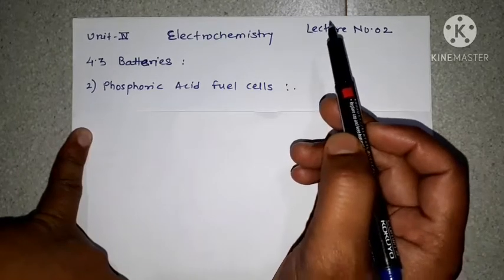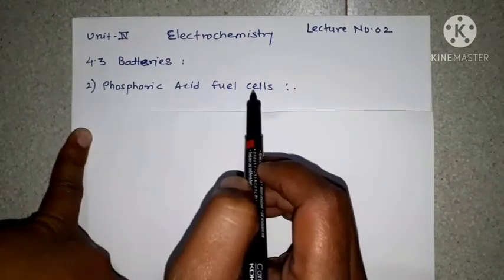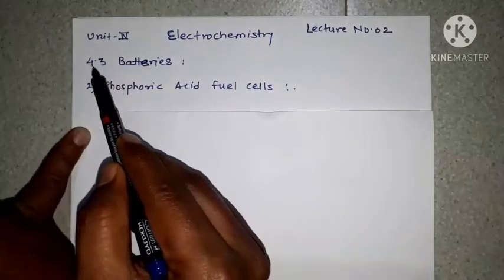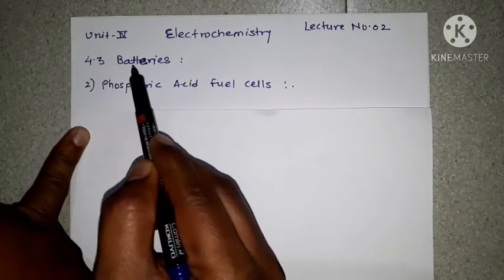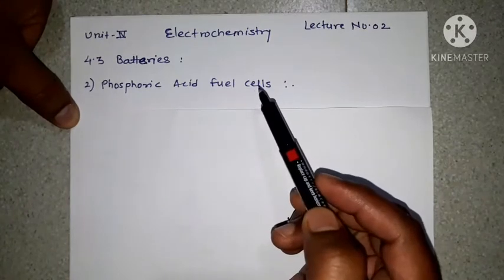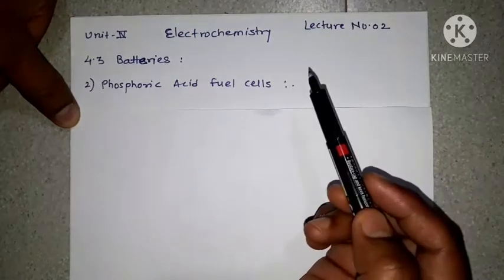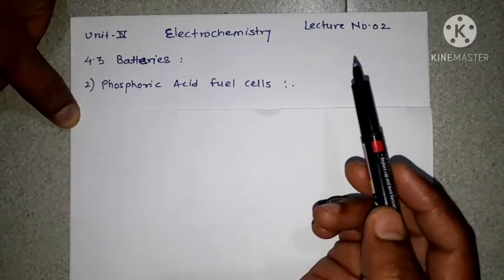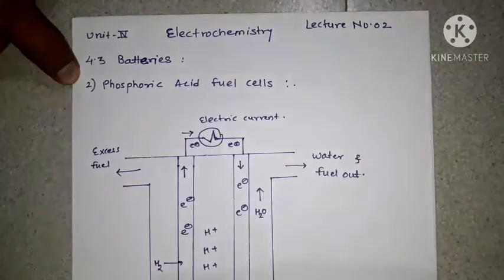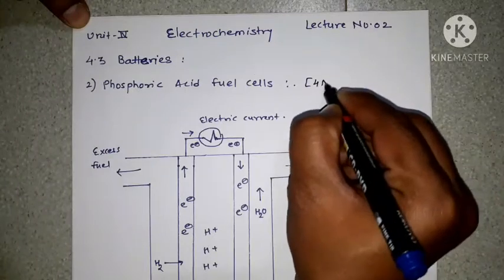So, in this lecture, we have to see phosphoric acid fuel cell, from electrochemistry, and this topic is from 4.3, that is batteries. As we know, in my previous video we completed alkaline fuel cell. It is also a 4 marks question and very important. Then in this video we are going to see phosphoric acid fuel cell. It is also a 4 marks question.